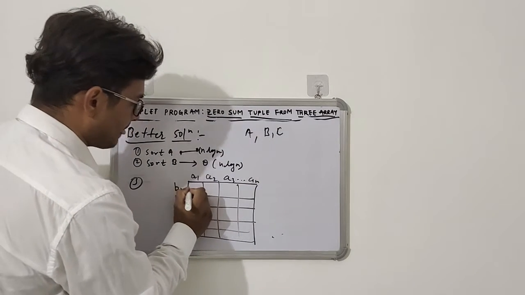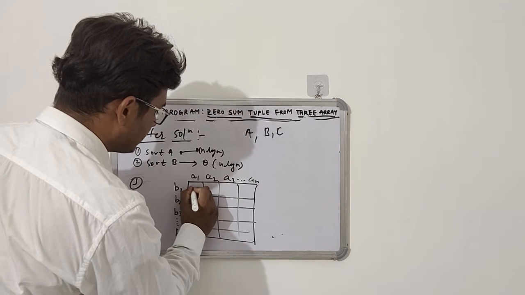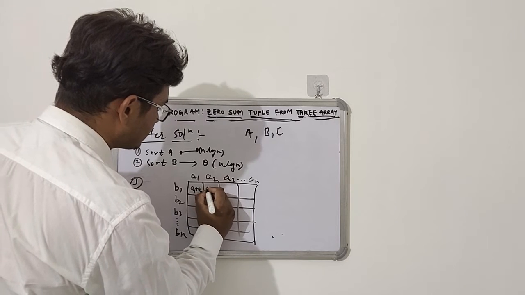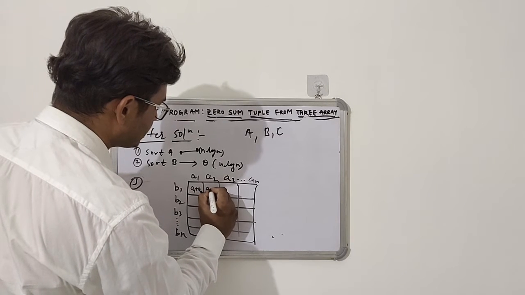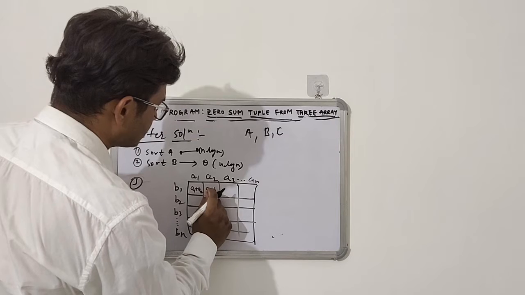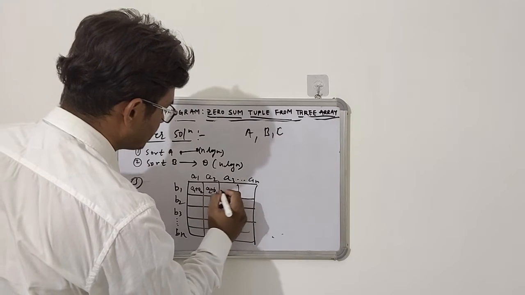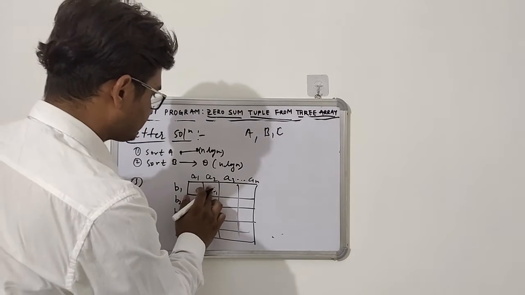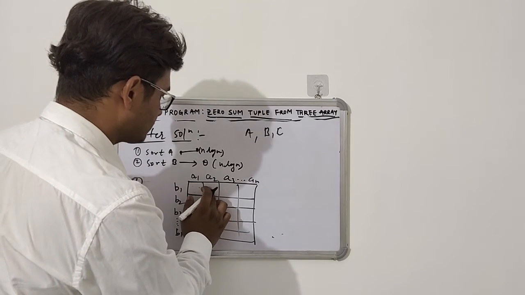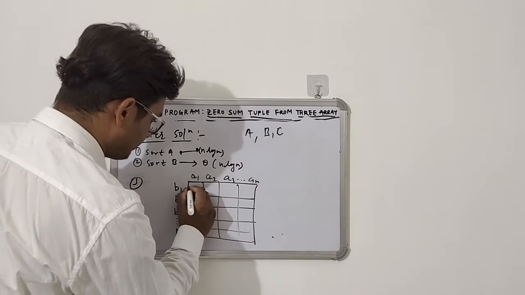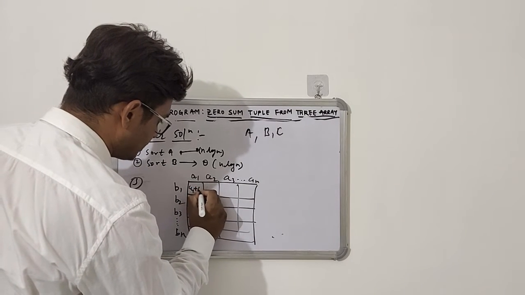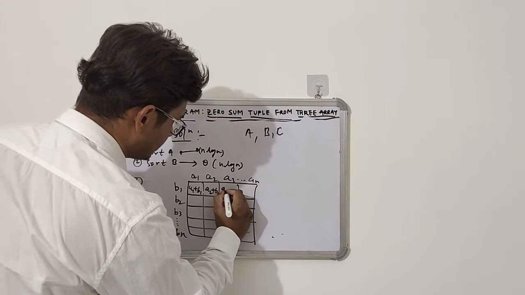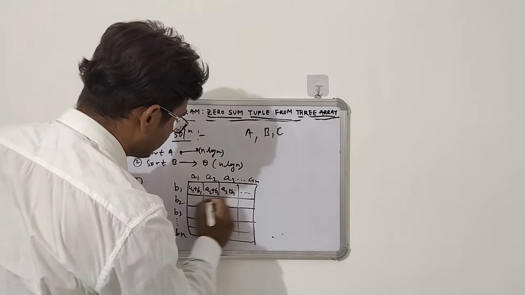Now our first cell will be stored A1 plus B1. This will be A2 plus B1. This will be A3 plus B1, and so on.